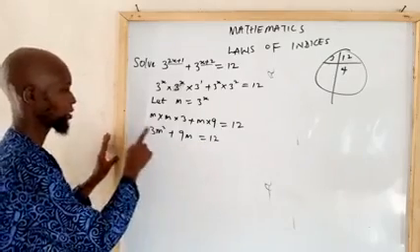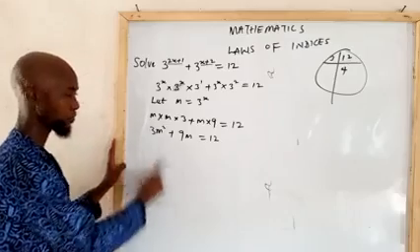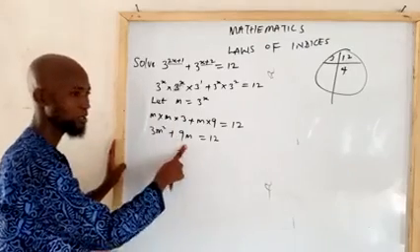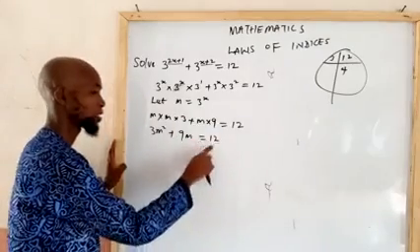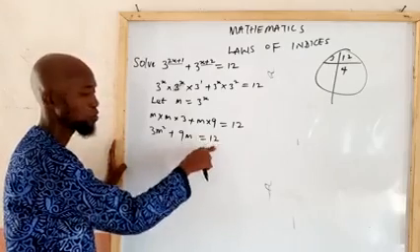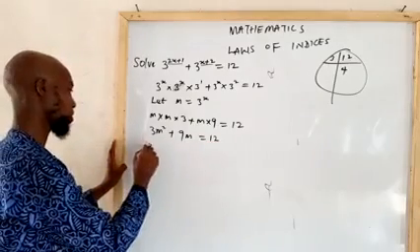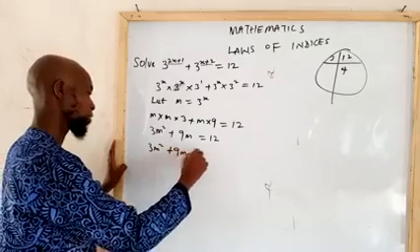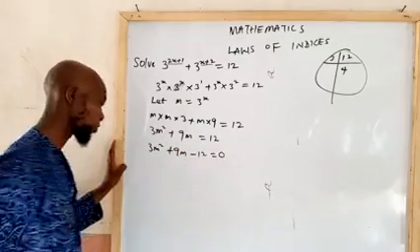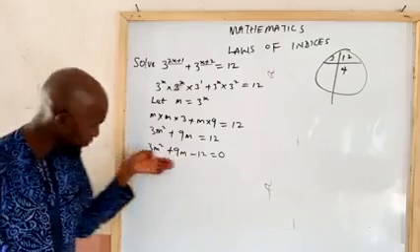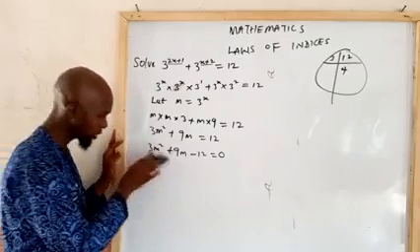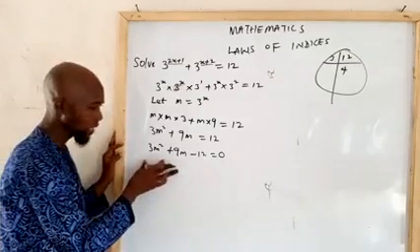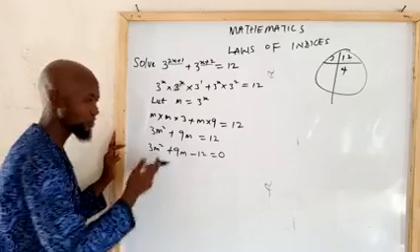So that is, the one having the highest degree will be in the front, followed by the one having the degree of 1, followed by the constant, and it has to be equal to what? To 0. So that becomes 3m squared plus 9m minus 12 is equal to 0. But when we look at these numbers once again, we can see that something is common to them all. So that thing that is common to them all, we use it to divide throughout.